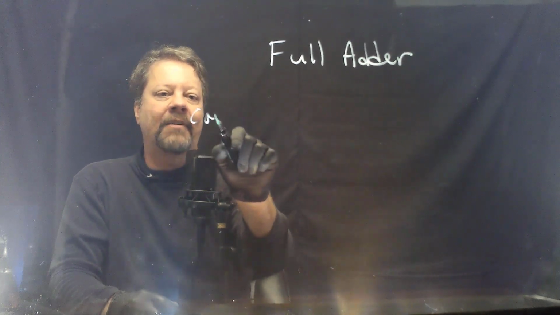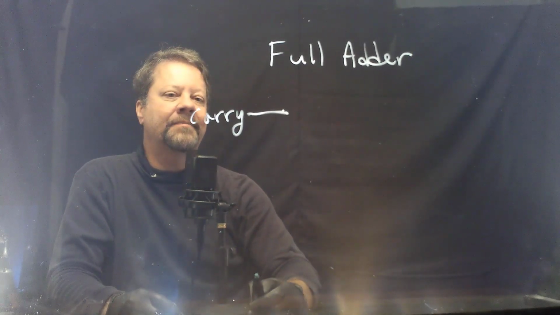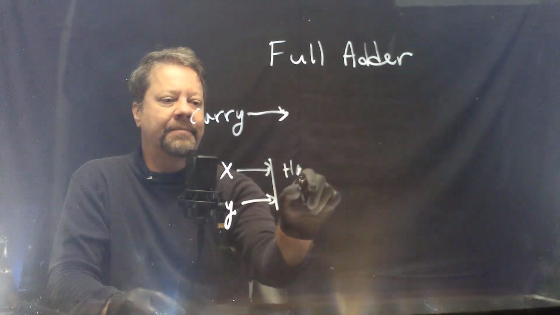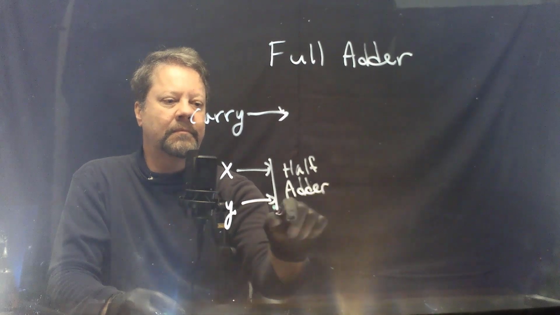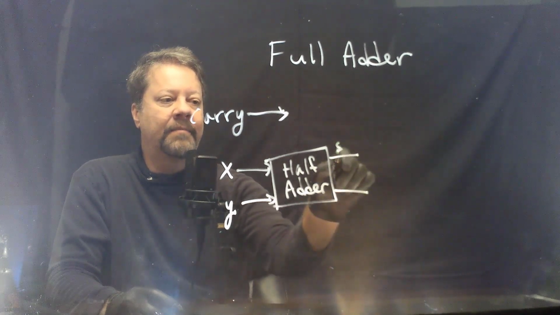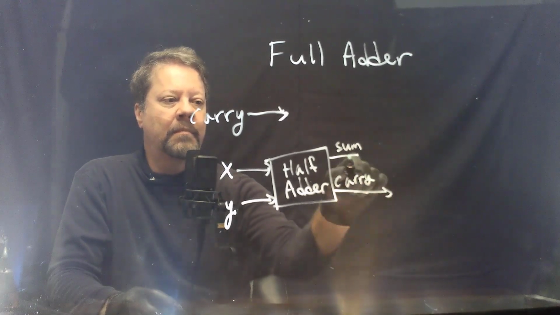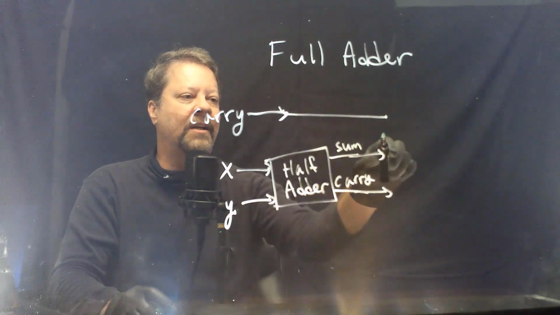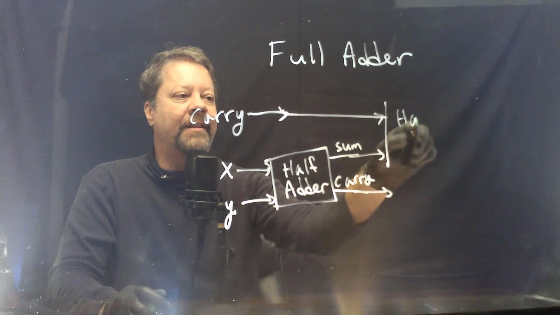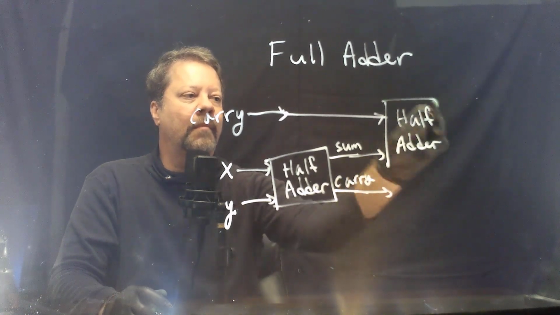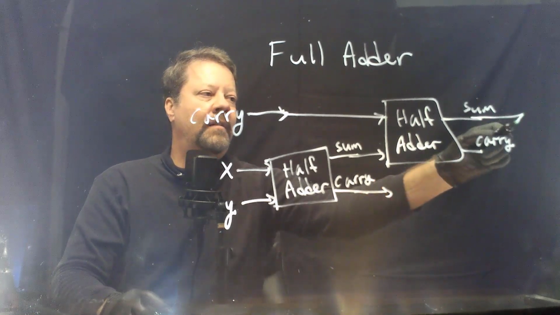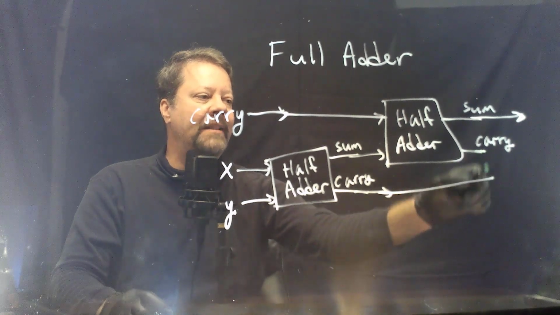To construct a full adder, we have to have a carry input from the previous sum of bits. We'll have the new bits that we're trying to add. Those will go into a half adder. The half adder has two outputs. It has the sum and the carry. But this sum output has to go along with this carry, and we have to add that carry onto this new sum. So we'll have another half adder, which has its own sum and carry. This will be the actual sum output, but we're going to have to combine these two carries.